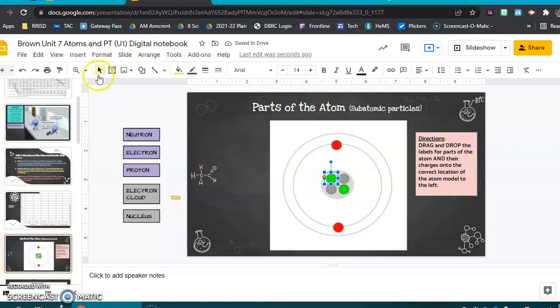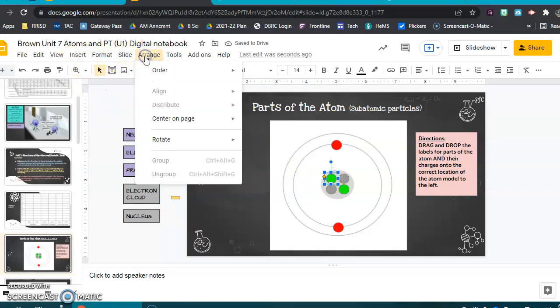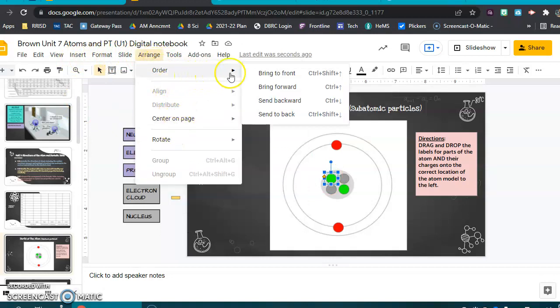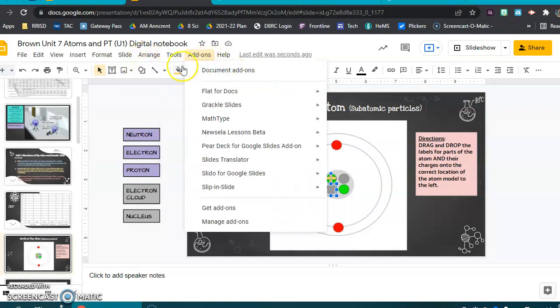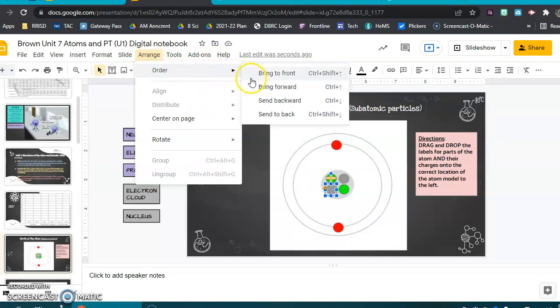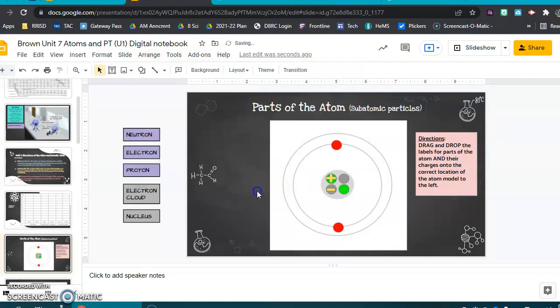And I may have to check my arrangement: arrange, order, and bring to front. That's okay. And I'm going to bring my little negative one here. I'll make the gray ones negative. Is there another shortcut? Nope, we're just going to click on arrange, order, bring to front, and there we go. So I got those labeled.